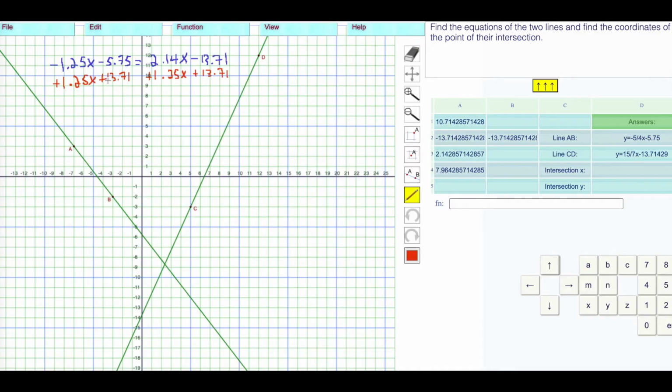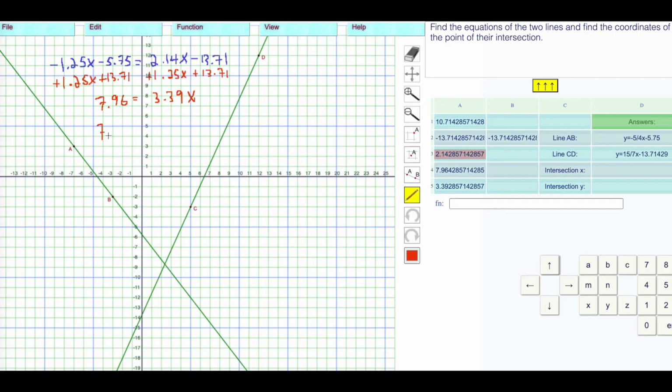If we were doing 13.71 take away 5.75, we would expect something around 7. That is right. We end up with 7.96 is equal to the 2.14 number, which is here. I'm adding the 1.25, and that's a hard 1.25 plus 1.25. That gives us 3.39x. Then I want to get the x alone. Divide both sides by 3.39.